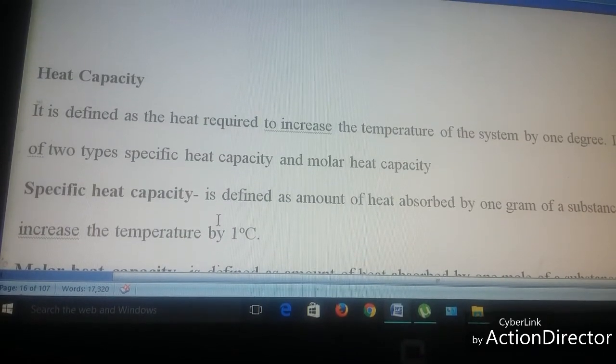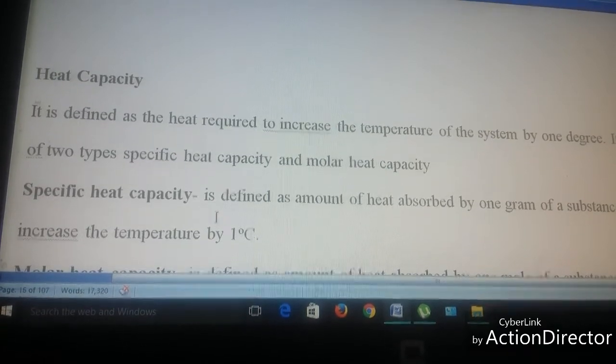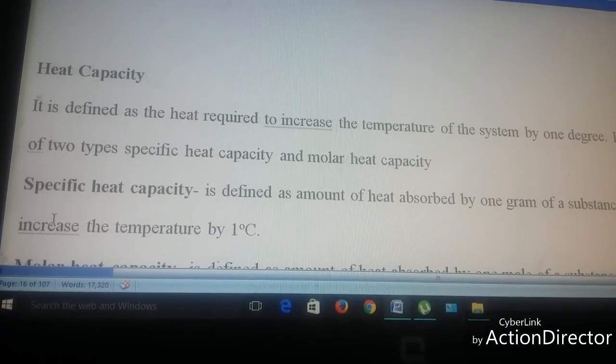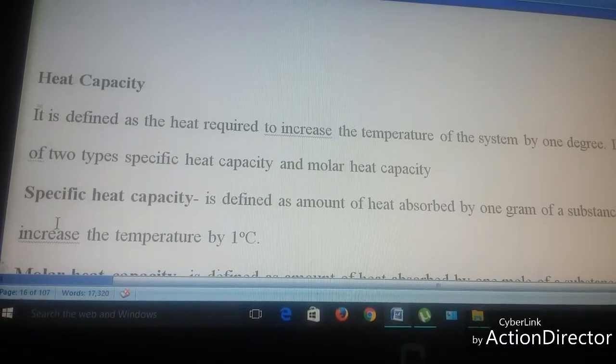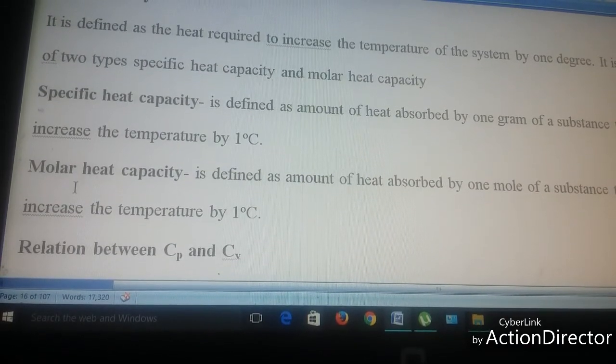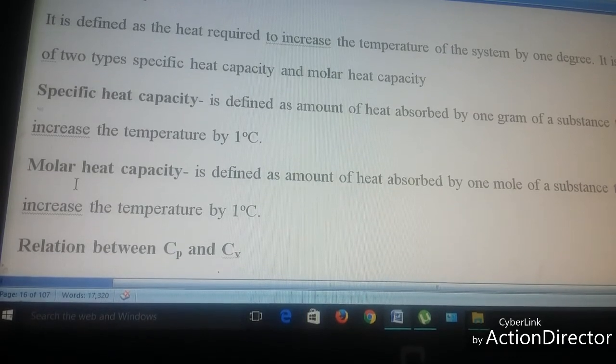Now let us talk about the heat capacity. It is defined as the heat which is required to increase the temperature of the system by 1 degree. And specific heat capacity is the amount of heat absorbed by 1 gram of substance to increase the temperature by 1 degree. And molar heat capacity is the heat absorbed by 1 mole of a substance to increase the temperature by 1 degree.